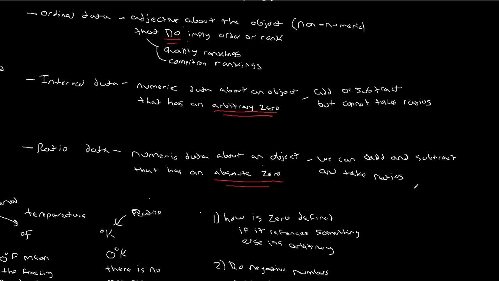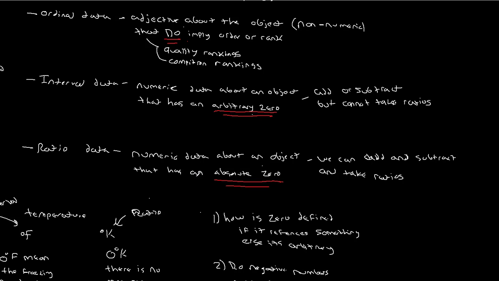What do I mean when I say take a ratio? Think of it like comparing two values using multiplication. So for example, if we were to talk about money in our bank accounts and somebody says, I have $5, and somebody else says, I have $10, if this was interval data, the only thing we could say is that the second person has $5 more. That's addition and subtraction. Because it's ratio data, because the zero is absolute, we're able to say something like, oh, person two has twice as much.